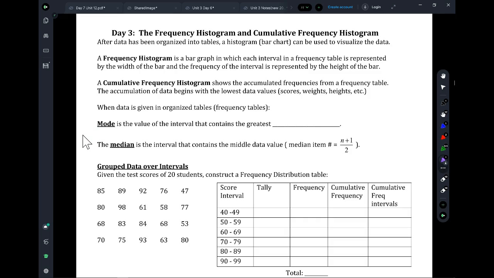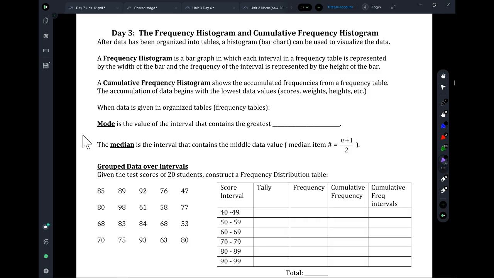The difference between a bar graph and a histogram is that in a histogram they are spanning over a set of intervals, so the bars should be touching. So a frequency histogram is like a bar graph where each interval in a frequency table is represented by the width of the bar. A cumulative frequency histogram means as you go through the intervals, it accumulates, so it will grow. It'll almost look like a set of stairs when you're done.